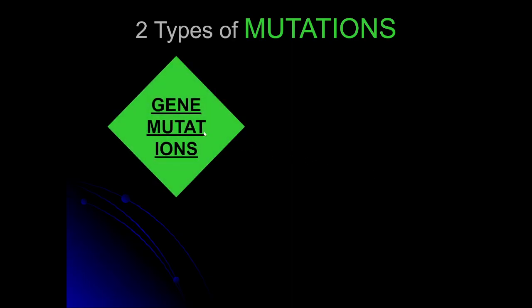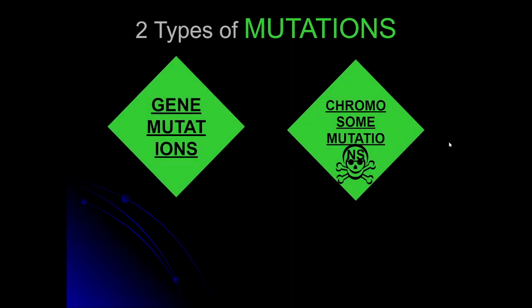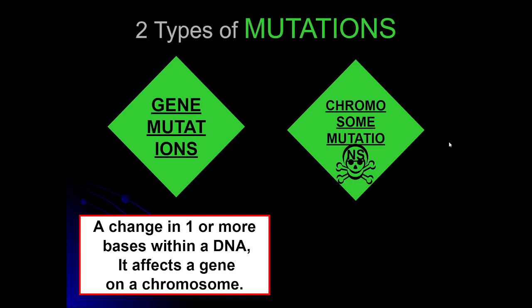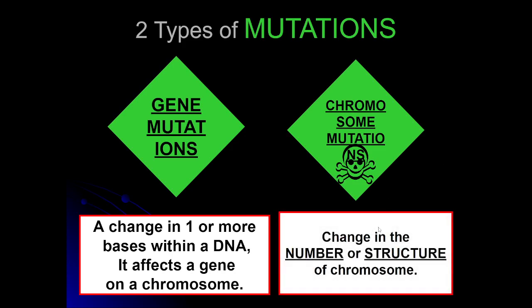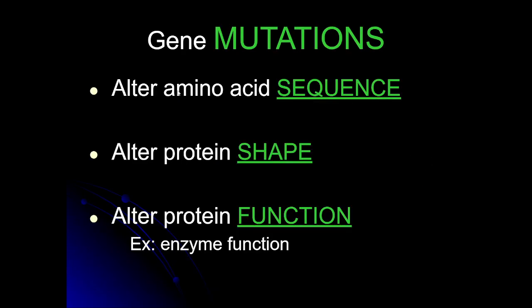Two types of mutations: gene mutations and chromosome mutations. A gene mutation is a change in one or more bases within DNA. It affects a gene on a chromosome. A chromosome mutation is a change in the number or structure of a chromosome. Gene mutations alter amino acid sequence, alter protein shape, and alter protein function.